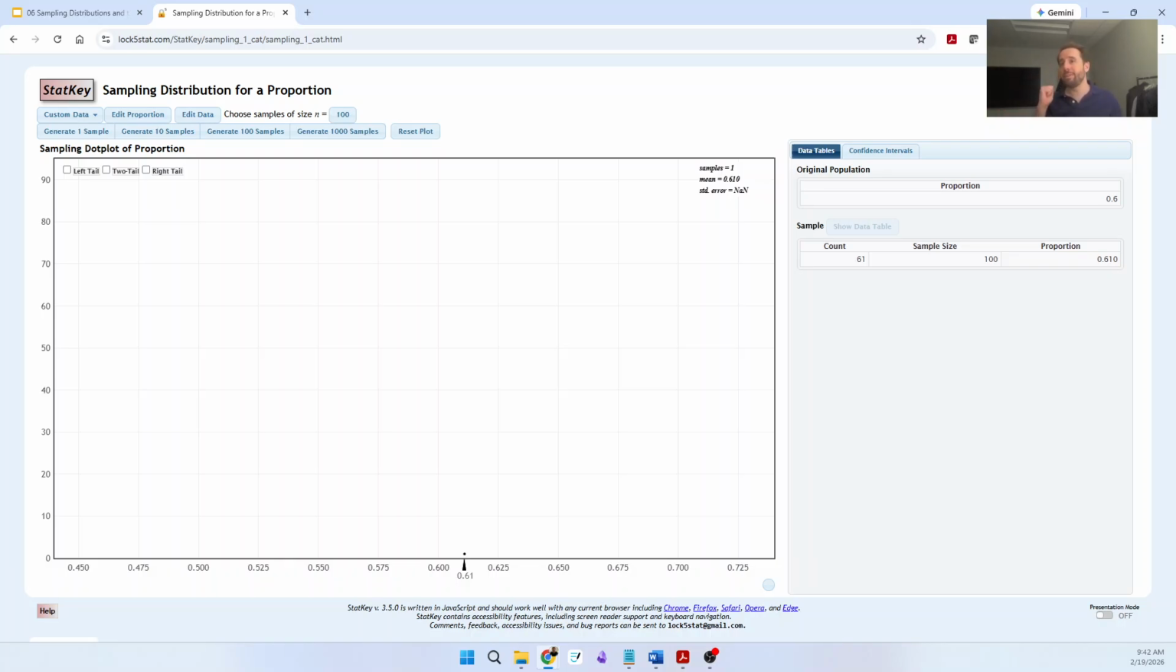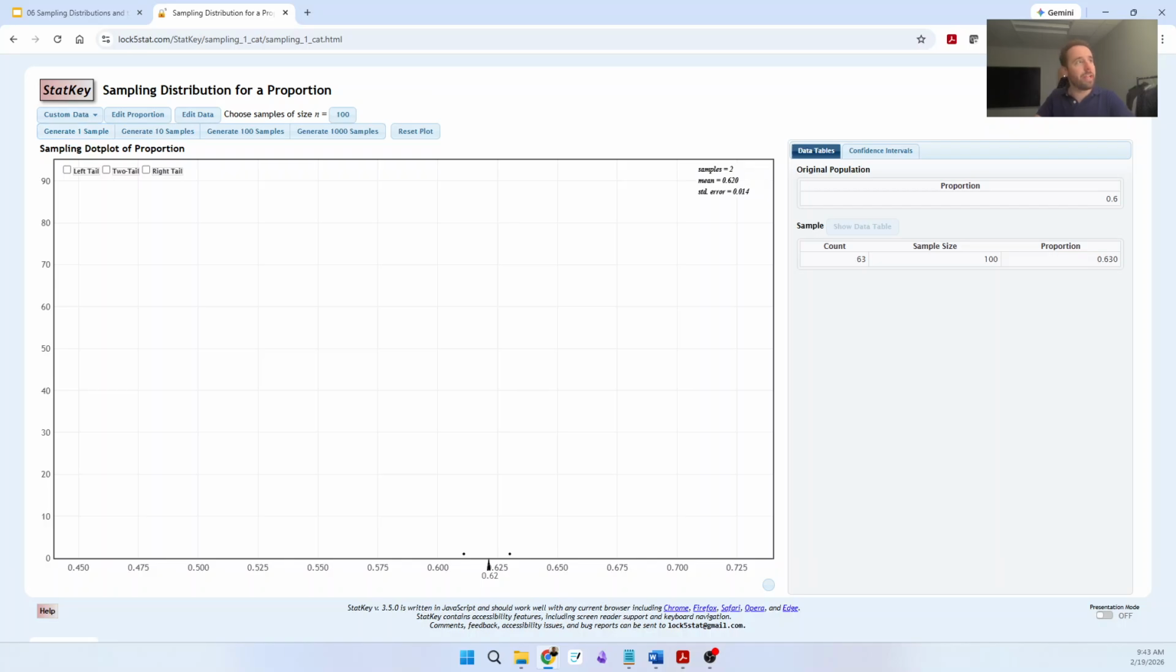In this sample, 61 balls were blue, and that is a sample proportion of 0.61. So we could say I drew one more blue ball than was expected. I'll do a few more. So let's draw one more sample.